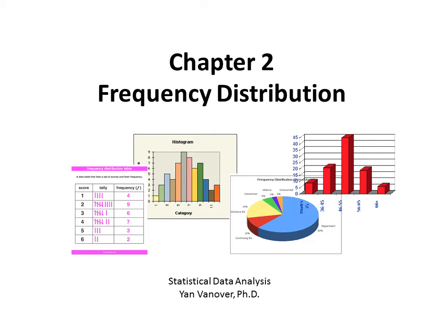So what is a frequency? Frequency describes the number of times that a score or an event occurs. Frequency distribution is a summary display for distribution of data.